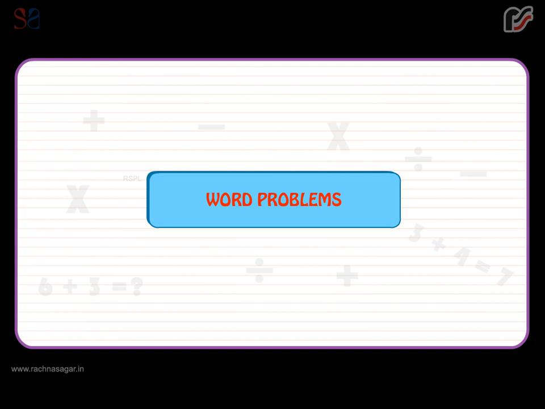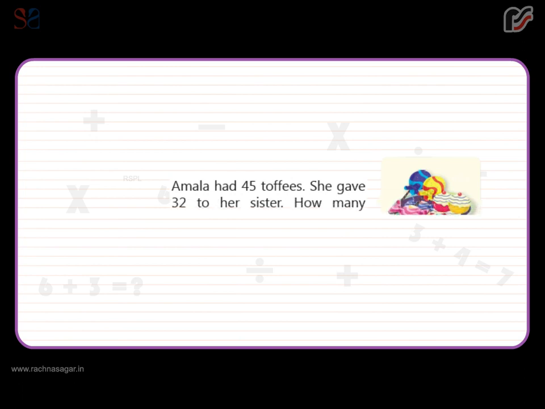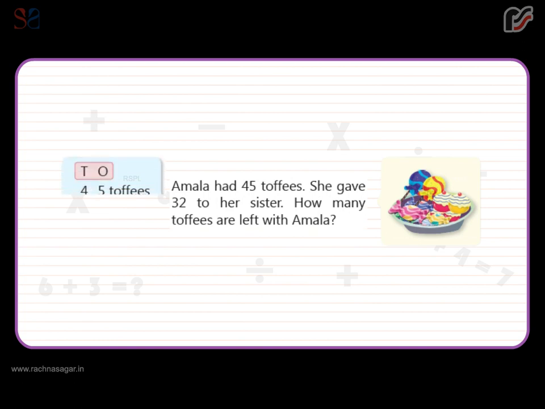Word problems. Amala had 45 toffees. She gave 32 to her sister. How many toffees are left with Amala? 45 toffees minus 32 toffees is equal to 13 toffees.